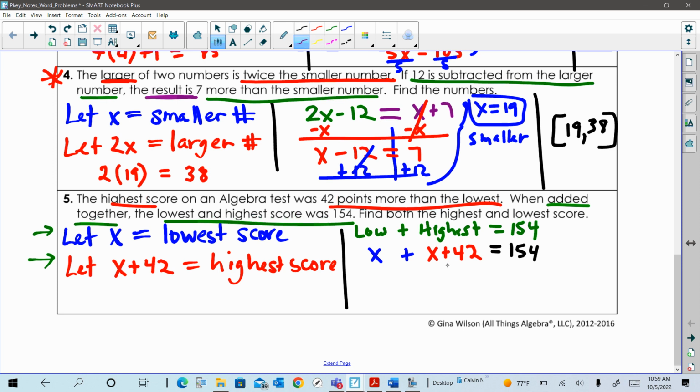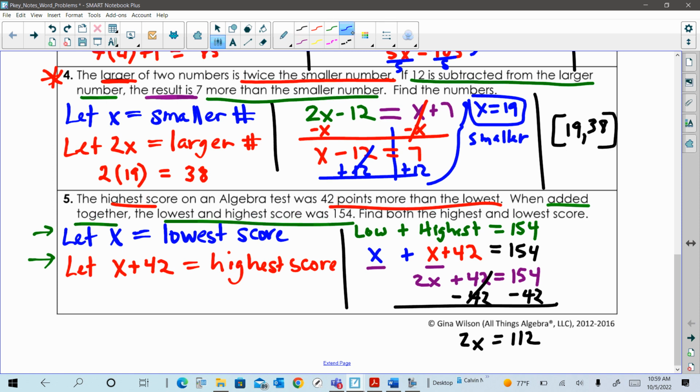So we need to combine the x's, the like terms. So we have 2x plus 42 equals 154. What would be our first step here? Minus 42 on that side. Yeah, get rid of the constant. Minus 42. Good. 112. So 2x equals 112. And then we need to divide that by 2, right? So x, our smallest, our lowest score was 56. 56. Okay.